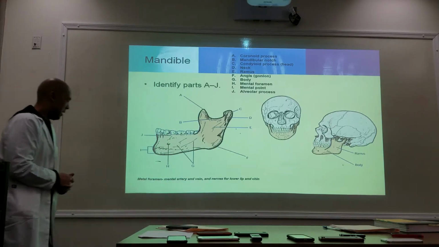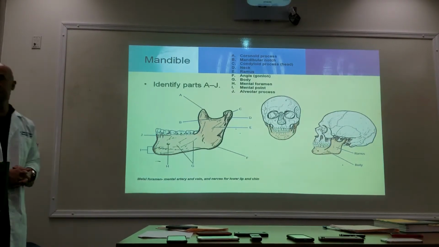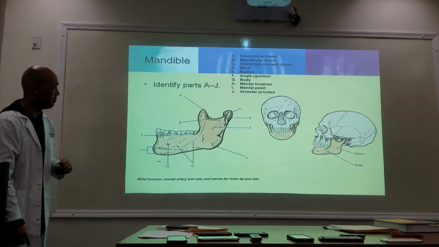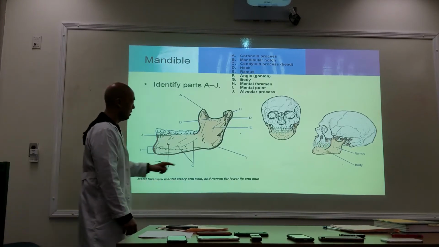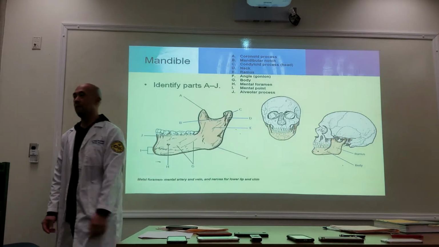This is where the mental artery and the veins and the nerves for the lower lip and chin are located. Oh, one more. The angle. What's the angle of the jaw called? The gonion.